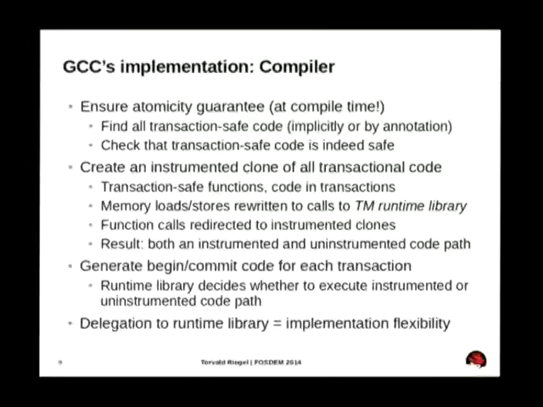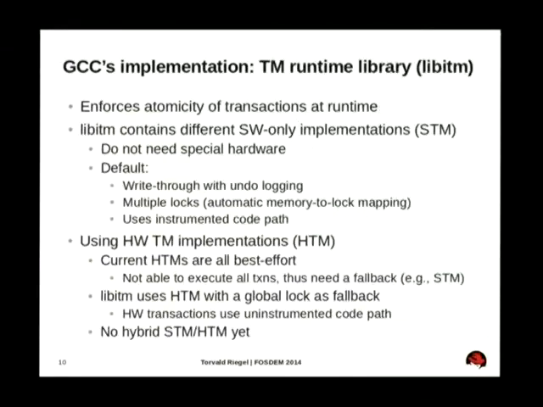And the whole point of delegating to a runtime library is really that we get implementation flexibility, right? So we don't need to generate synchronization code at compile time by the compiler. We redirect, and we have a little bit more overhead in terms of function calls, but we have full flexibility at runtime to do something different and potentially better. On the runtime library side, the runtime library is called libitm in the case of GCC. This is the thing that actually enforces the atomicity at runtime.